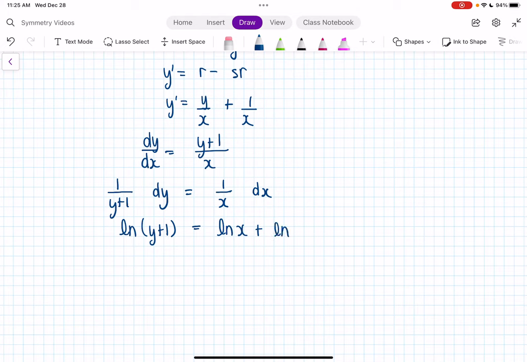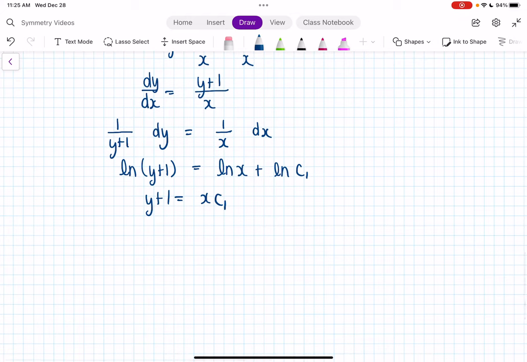And I'm going to use just C sub 1 as my constant. So there is our first solution. Okay, and then you're just going to repeat the process for all your other symmetries and all your other canonical coordinates.